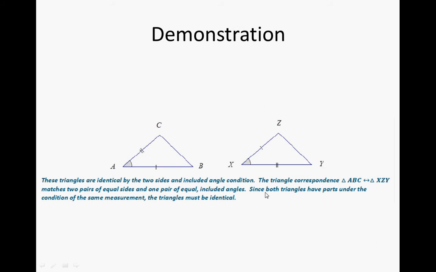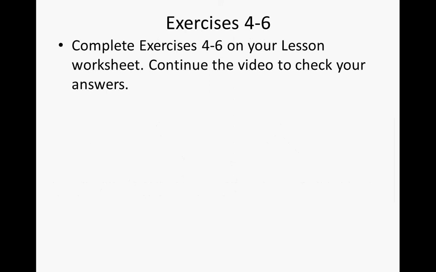Therefore, like we mentioned before, this is the two sides and included angle condition. And so our correspondence in order would be ABC corresponds with XZY, because we have to go in order of the included sides. So since both triangles have parts under the same condition of the measurement, these triangles must be identical. All right, go ahead and do the same thing for exercises 4 through 6. Again, your triangles are going to look different than the triangles given in the answer key, but it's the marking that is important and the order that you identify both triangles.